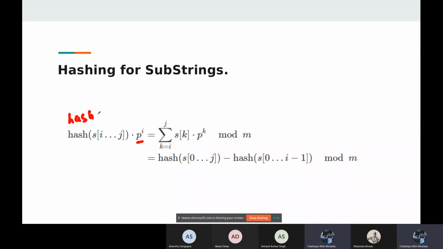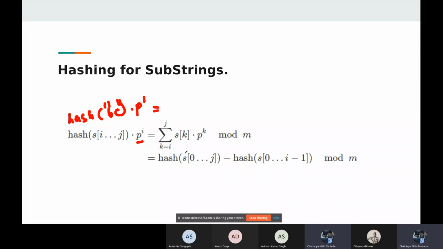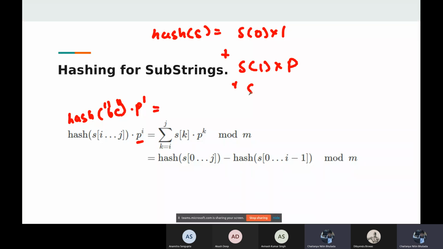So hash of, suppose here, the string bc into p power 1 is equal to this sum of the locations, like s of 1 into p plus s of 2 into p square. This can be calculated one by one, right? Hash of s will be calculated like s of 0 into 1, then plus s of 1 into p, plus s of 2 into p square, plus so on, so on, so on.